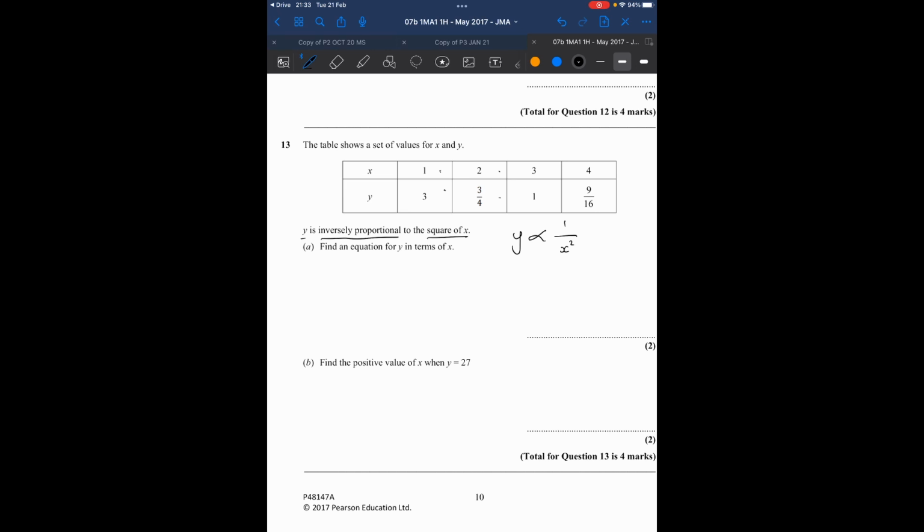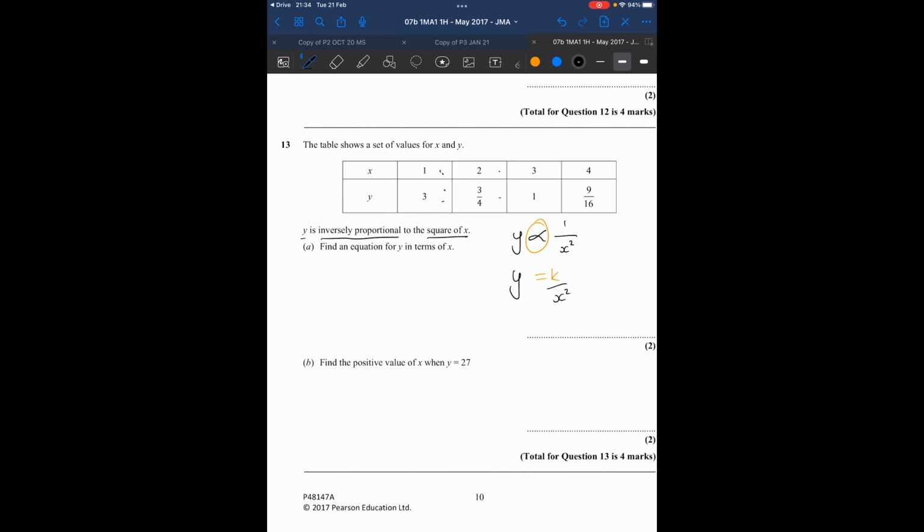So if we have something written like this, you are always able to take this sign and find a way of writing it like this. And I'm going to put the k and the 1 together, like this. And that's what they want you to find. They want you to find an equation for y in terms of x. So how do you get this value here? That's the number that you need to work out.